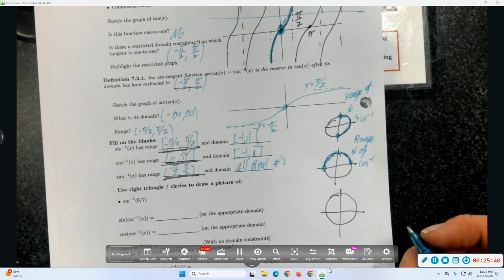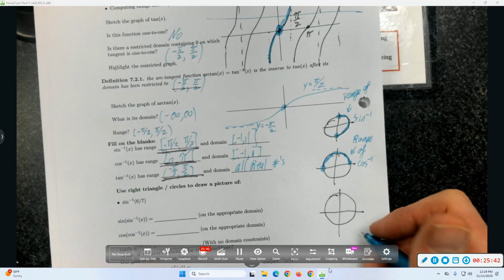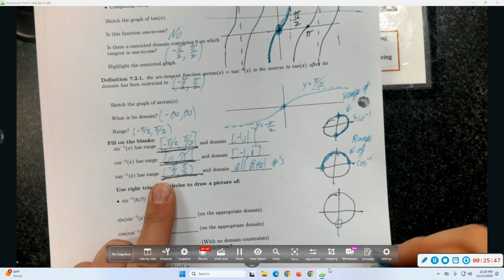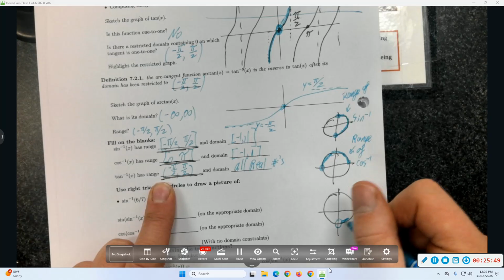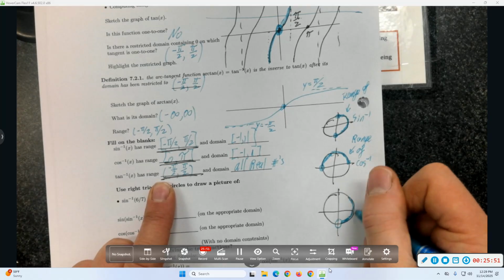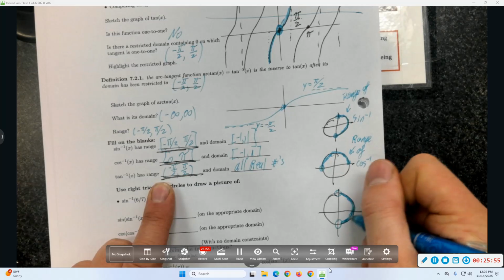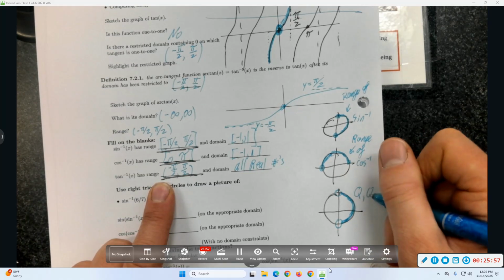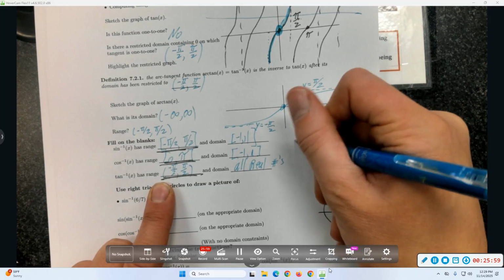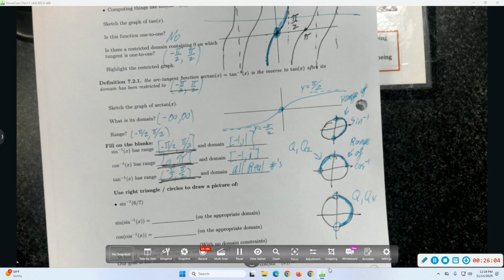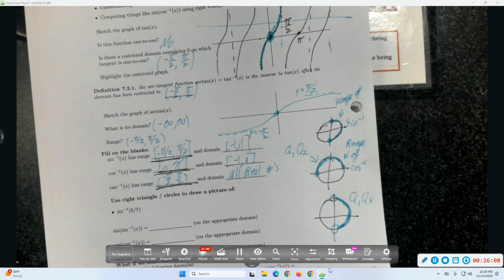Same thing for tangent. So you start at negative pi over 2, but you don't quite include negative pi over 2, so you should have an open circle. And then you start going up until you make it to pi over 2, but you don't quite include pi over 2. So that's again quadrant 1, quadrant 4. Cool. So keep these ideas in mind because they'll be relevant in some computations that we'll do soon.